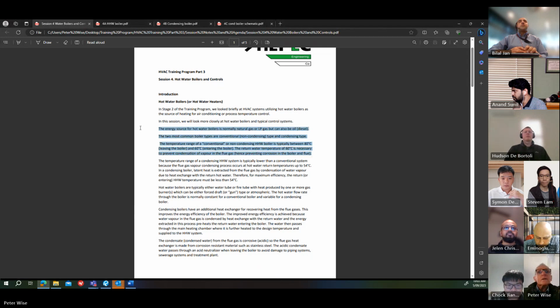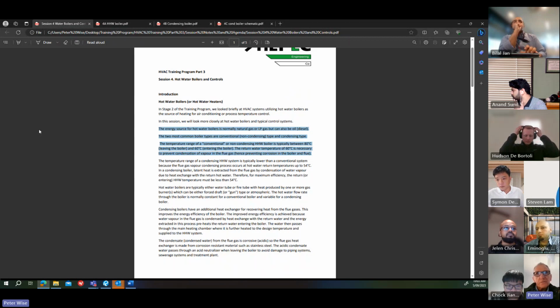The energy source for hot water boilers, they're not really boilers, they're not boiling the water to 100 degrees, they're heating it up to, say, 80 degrees for the heating system, but they're commonly called boilers. They're not steam boilers, they're hot water boilers. The energy source is normally natural gas or LP gas, but could be oil if there's no gas available, such as diesel.